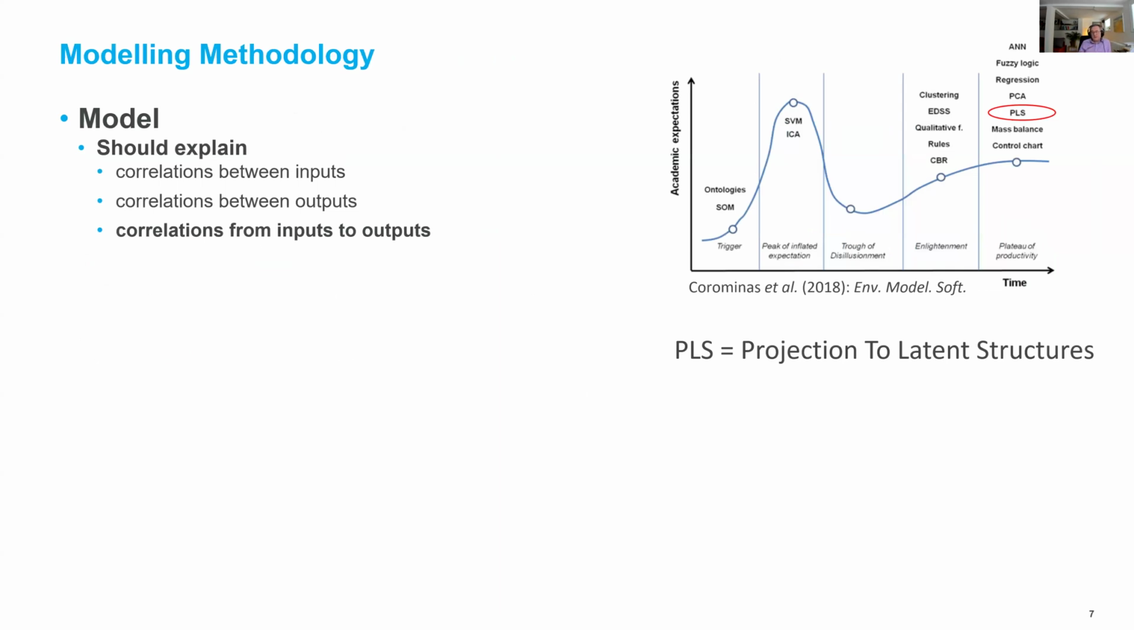Okay, so the modeling methodology: you want the model to explain the correlation between inputs and, of course, the outputs. What most people look into is the correlation from inputs to outputs. So why is it important to also understand the correlation between only the inputs and only the outputs? It's quality control. You want to be able to see how consistent the inputs are, for example, to detect sensor failures. And for the outputs, you want to see whether they are still in the range you're expecting and where you have trained the model.